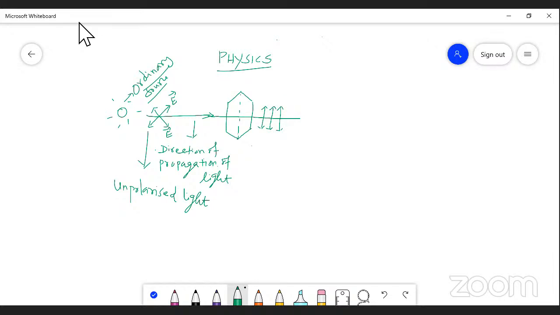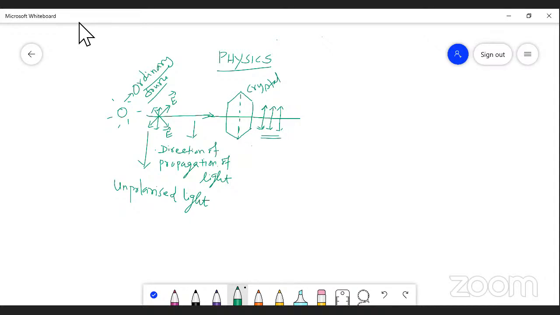See, here the light vibration is in all possible directions. That is, unpolarized light contains light vibration in all possible directions. This unpolarized light is made to pass through the tourmaline crystal. See, the emergent light from the tourmaline crystal has light vibration in only one particular direction, which is parallel to the optic axis of the crystal. This is the crystal.